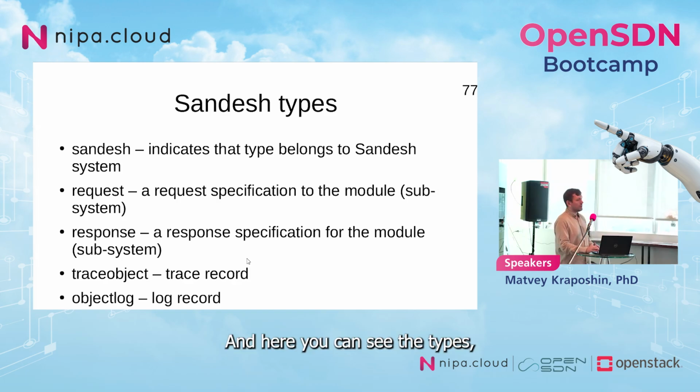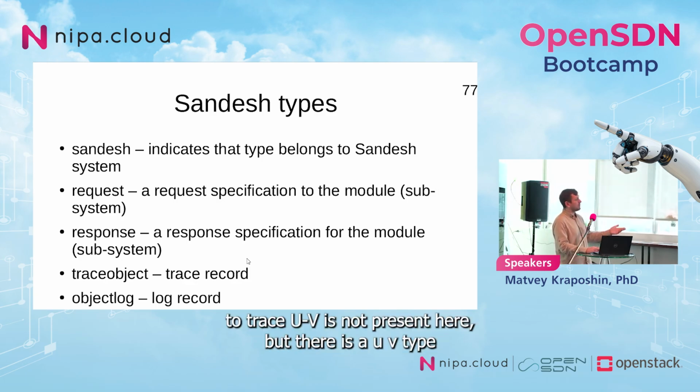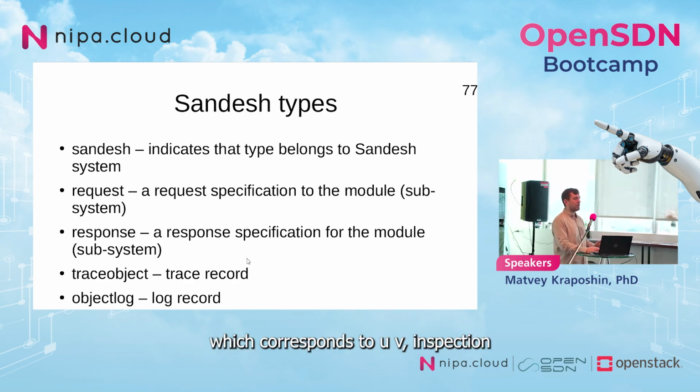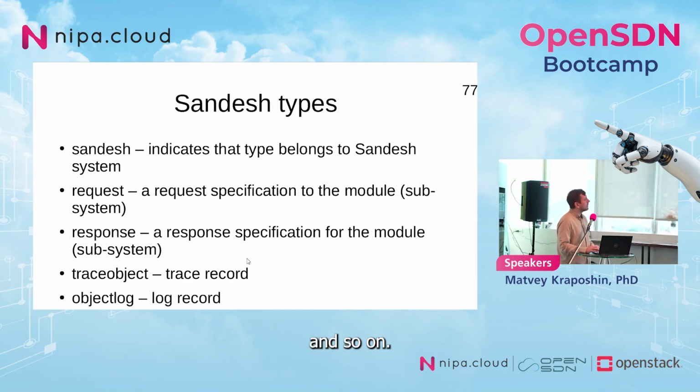And here you can see these types. They correspond to trace object corresponds to trace. UV is not presented here, but there is a UV type which corresponds to UV inspection and so on.